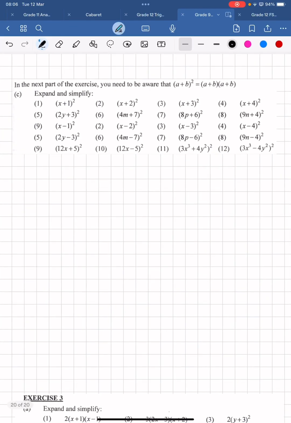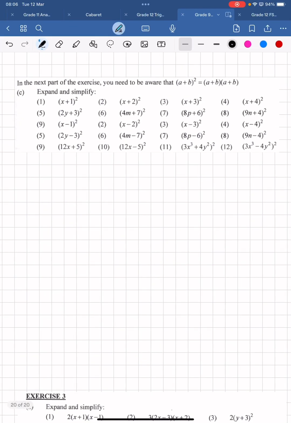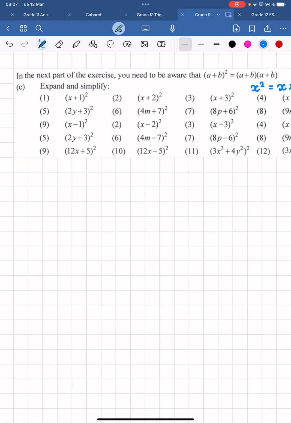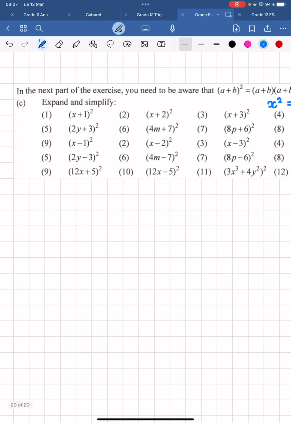In the next part of the exercise, you need to be aware that (a + b), the whole bracket squared, is equal to the bracket multiplied by itself. Guys, we know that, right? When you are squaring something, that means you are multiplying it by itself. For example, x squared is the same as x times x. So it's very important that when we have brackets that are being squared, we first write it as the bracket multiplied by itself.